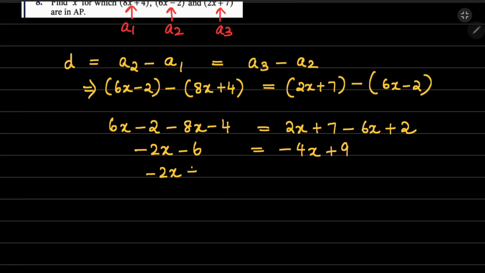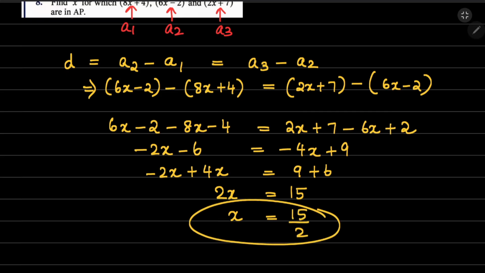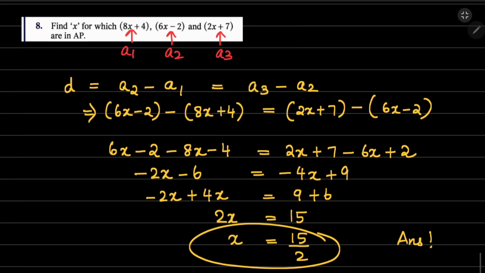Bring all the x terms to one side. So minus 2x plus 4x is equal to 9 plus 6. What is 9 plus 6? 15. 4x minus 2x is just 2x. And what is the value of x? Is equal to 15 by 2. And that's your answer. Therefore, the value of x for which these three given terms are in AP will be x is equal to 15 by 2.